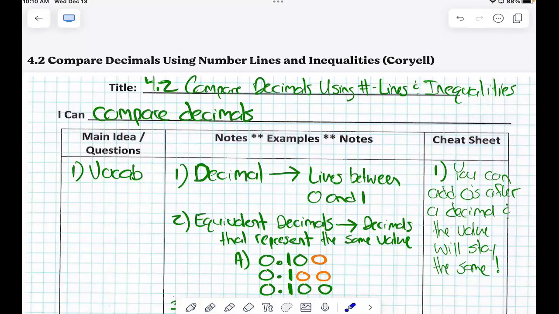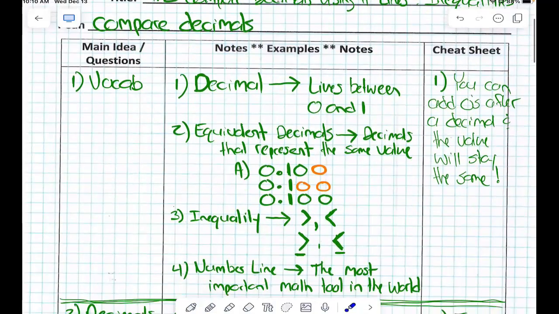4.2, compare decimals using number lines and inequalities. Did we do that? Yes. You guys know what a decimal is, right? Yes. Where does a decimal live? Between 0 and 1. The number, I'm going to highlight the number.